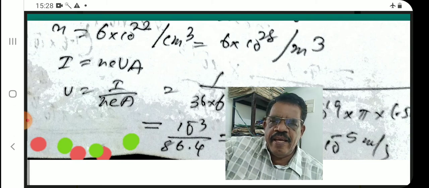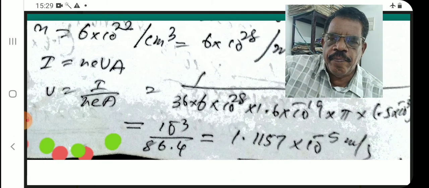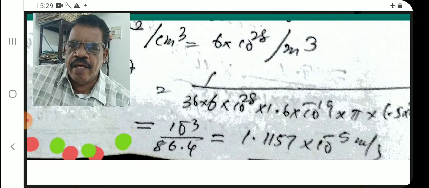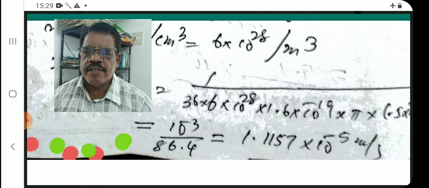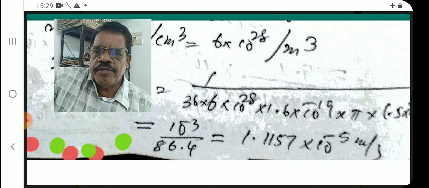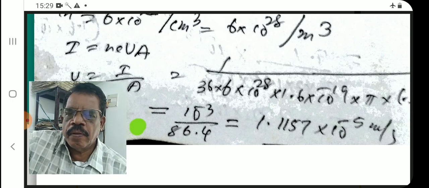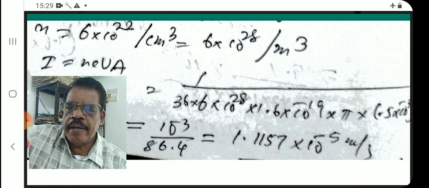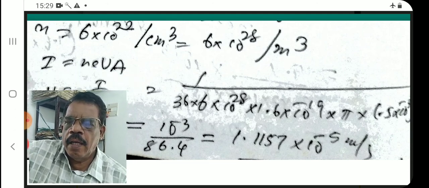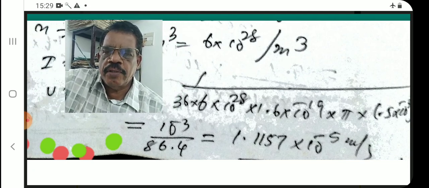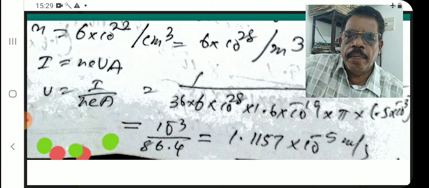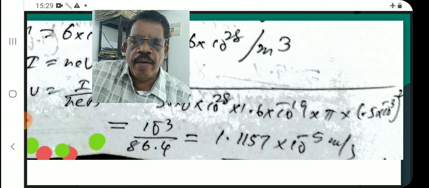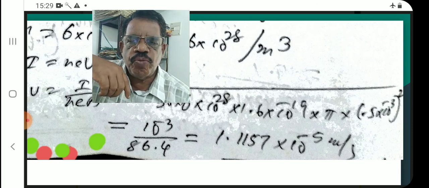I is n e v A. Current is n e v A. v is I by n e A. I by n e A, that is 1 by 36 into 6 into 10 raised to 28 into 1.6 into 10 raised to minus 19 into area pi r square. Pi into 0.5 into 10 raised to minus 3 square.